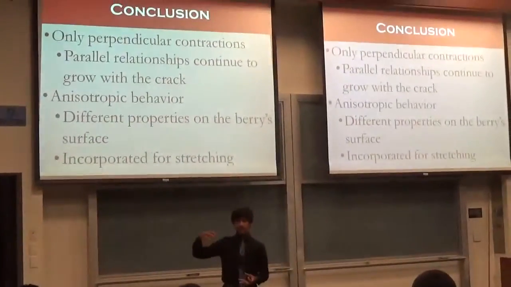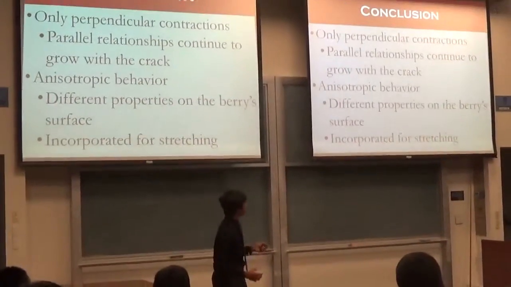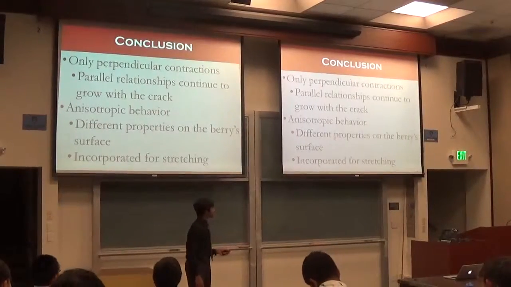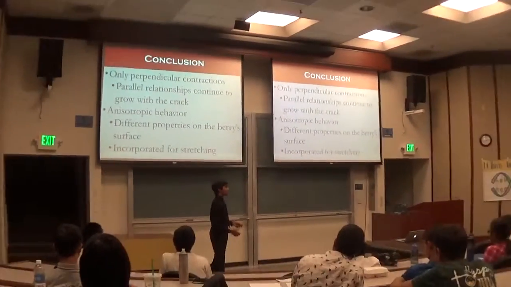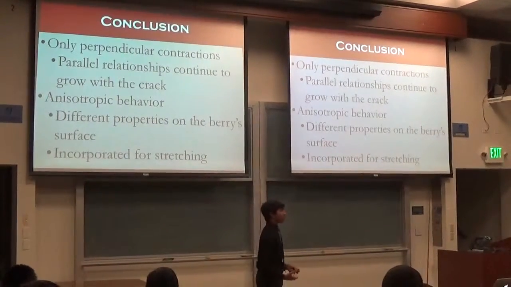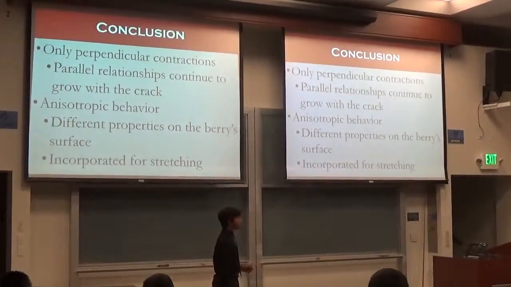So the barrier would be extending like this rather than actually contracting on all areas as it should be. So this produces the anisotropic behavior. What this means is that there's different properties on the barrier surface. If there's different physical properties, that would explain why in some areas it might be contracting, in some other areas it might be cracking, and in some other areas it just doesn't happen at all. This also accounts for the stretching that occurs as well.